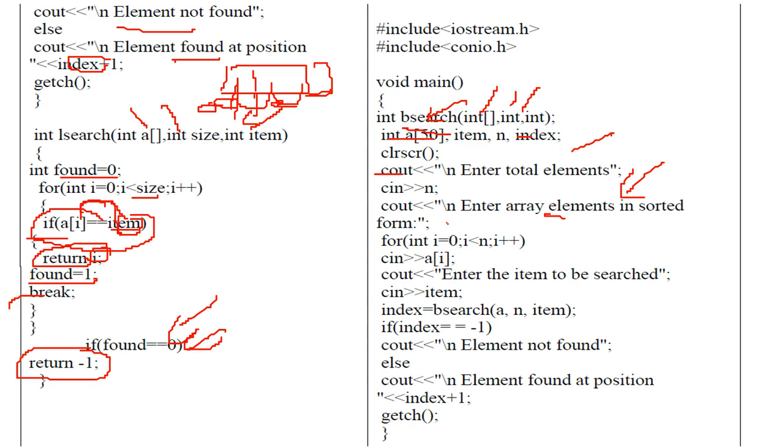Then we start with 0 to n, we enter the elements, then we ask the user which element you need to search. We take this item, pass it to the function. This is the array, this is the n, and this is the item. If index is equal to -1, we say element is not found. If this function returns -1, we say element is not found. Otherwise, because something will be returned from the function, index plus 1 we will show.